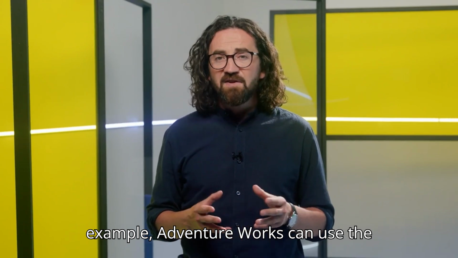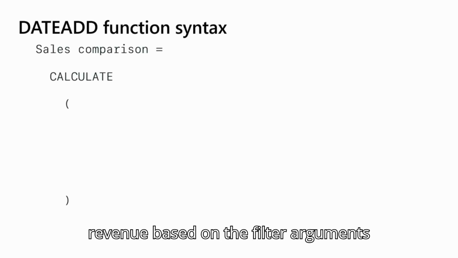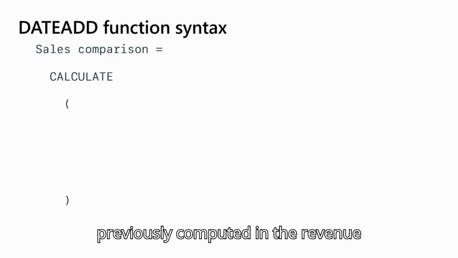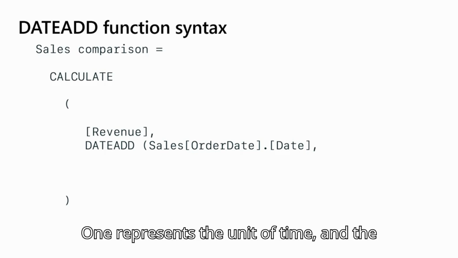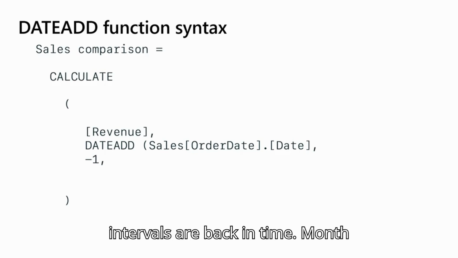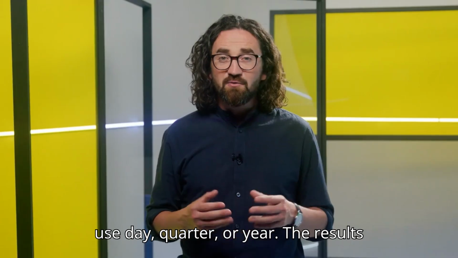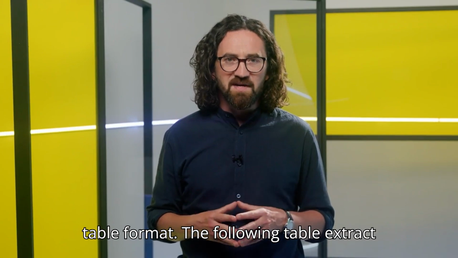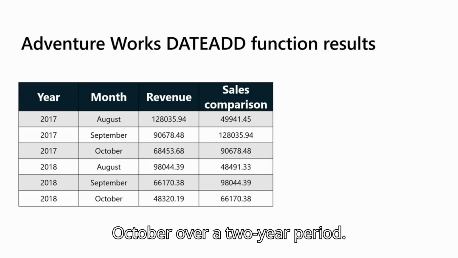For example, AdventureWorks can use the DATEADD function to compare this month's sales with the previous month's sales. The CALCULATE function computes the total revenue based on the filter arguments previously computed in the Revenue measure. The DATEADD function takes the Order Date column from the Sales table as a date reference. 1 represents the number of intervals, and the negative sign indicates that the intervals are back in time. Month represents the unit of time. You can also use day, quarter, or year. The results of this measure can be visualized in table format. The following table extract compares sales revenue for August to October over a 2-year period.